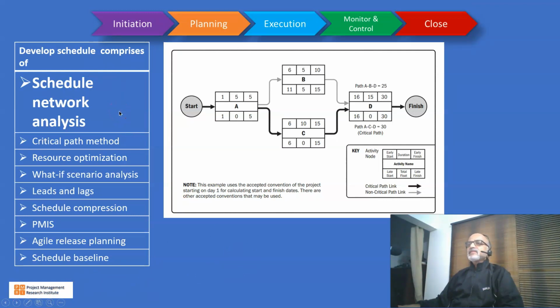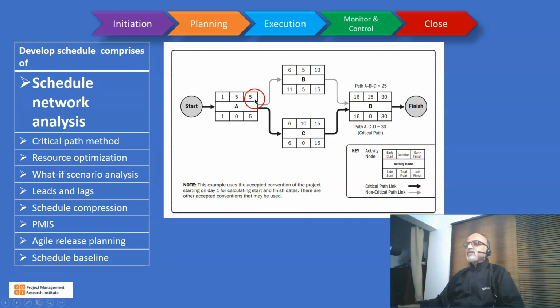In schedule network analysis, here we have given a sample network. This is an activity on node diagram, or a precedence diagramming method, which we discussed in one of the earlier lessons. So here we have the start, and this is activity A, duration is 5 days, activity B, duration is 5 days, activity C, duration 10 days, and activity D, duration 15 days. We started on day 1 and with 5 days duration, we complete activity A on the 5th day, and likewise we do a forward pass and calculate the early start and the early finish.